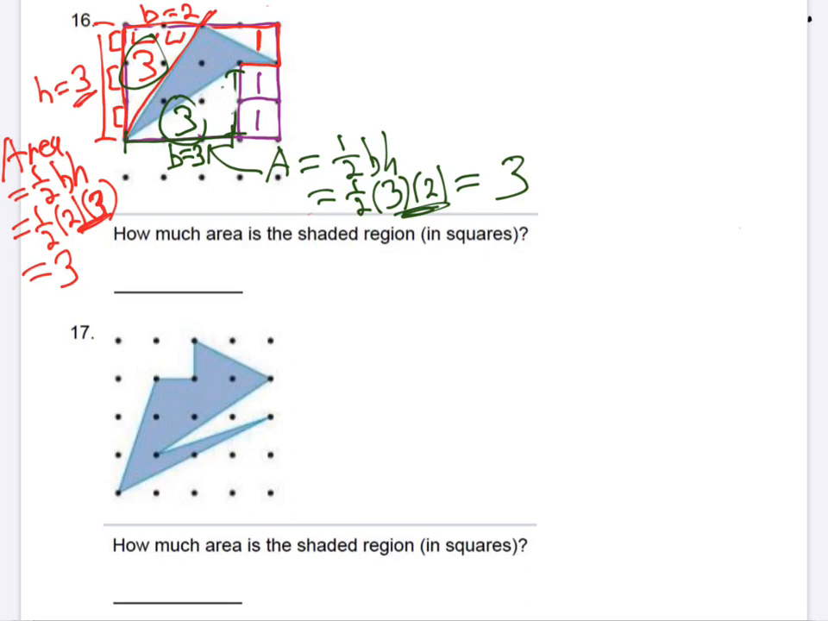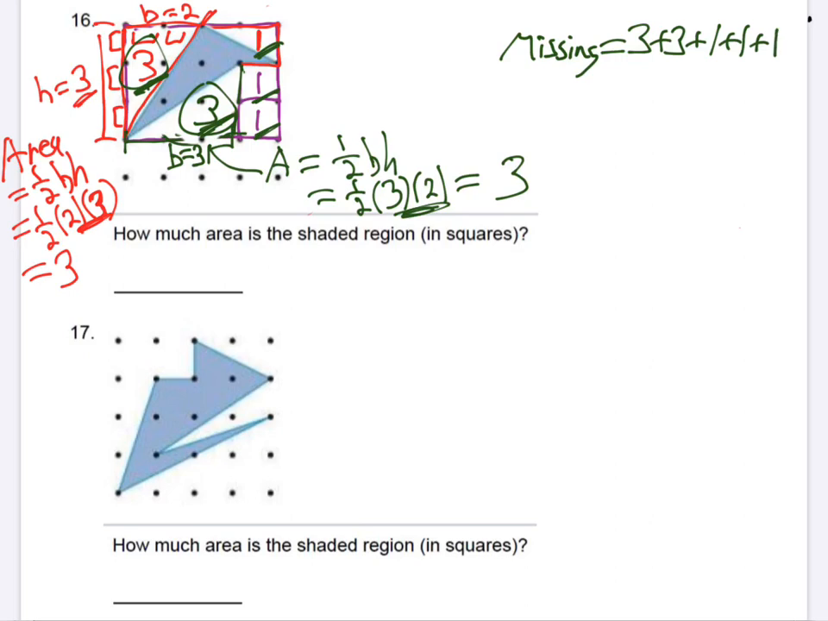So, okay, so I'm finding what's missing. So what's missing? Missing is 3, 3, 1, 1, 1. See how we figured that out? So that adds up to be 6, 7, 8, 9. So 9 is missing.